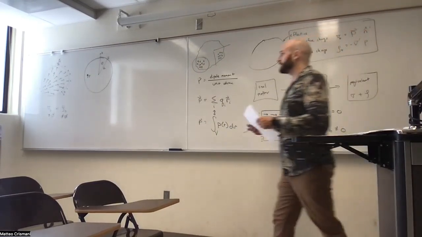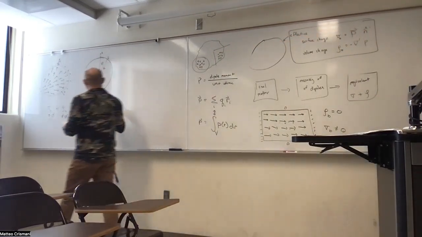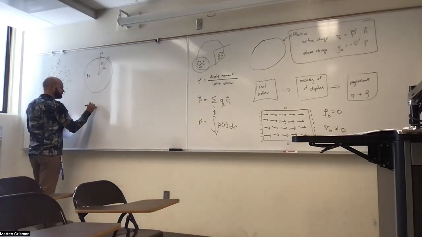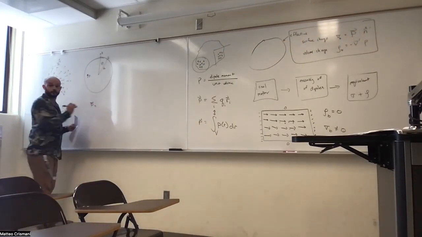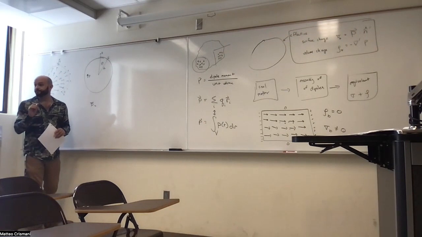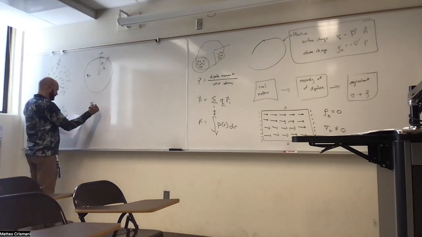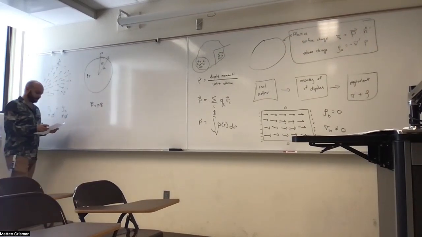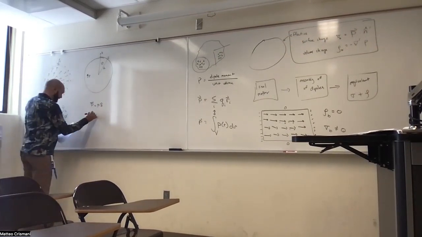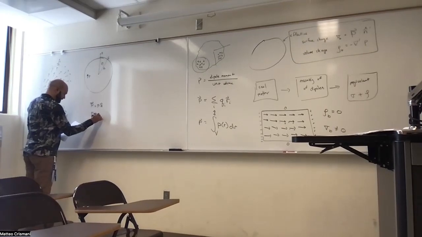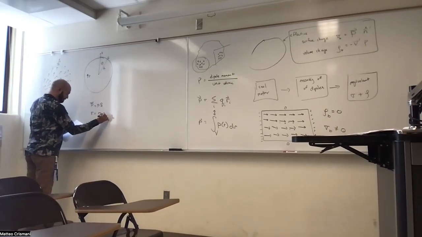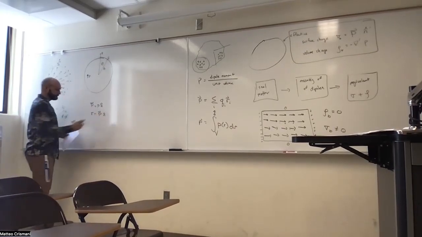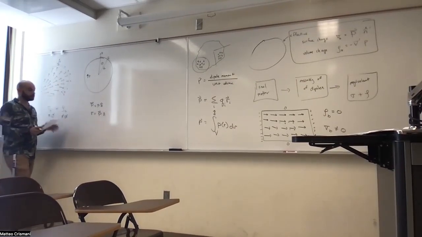So what's the polarization vector? Okay, well, this is only in which direction? Z direction. Good. So it's going to be P in the direction of z. Okay. I'm going to give you the surface charge density. That's P dot N. What's that?